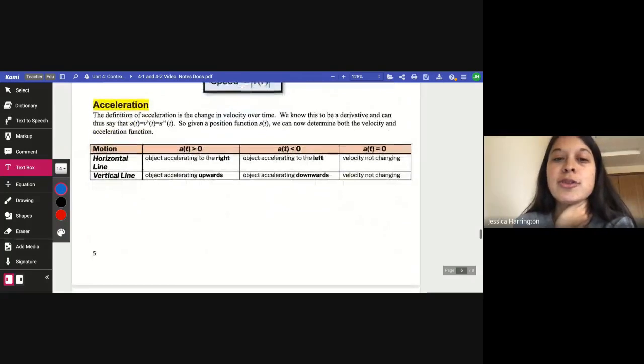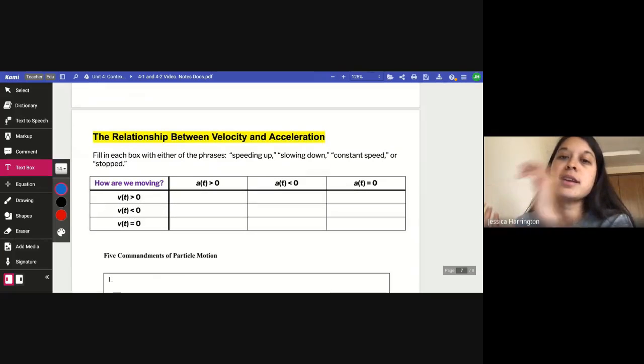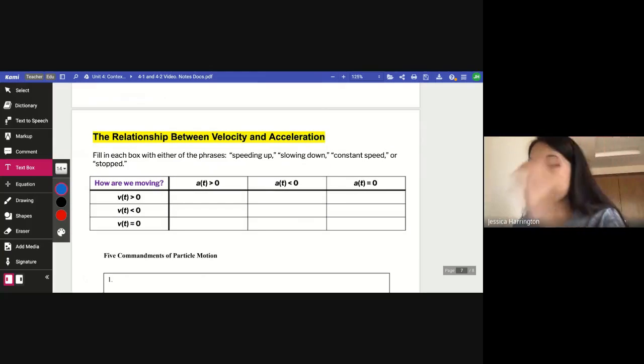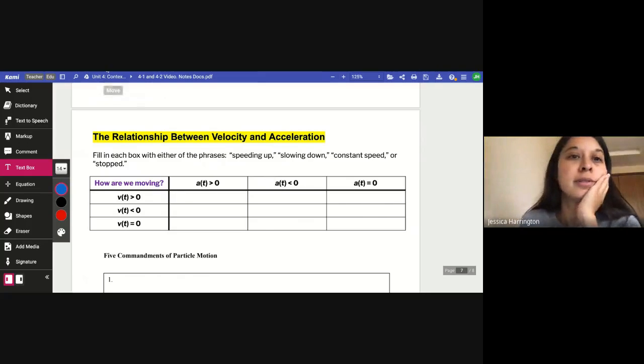Then you put these two things together, velocity and acceleration, and we're going to figure out: does that mean this thing is speeding up, or is this thing slowing down? So let's think about this.